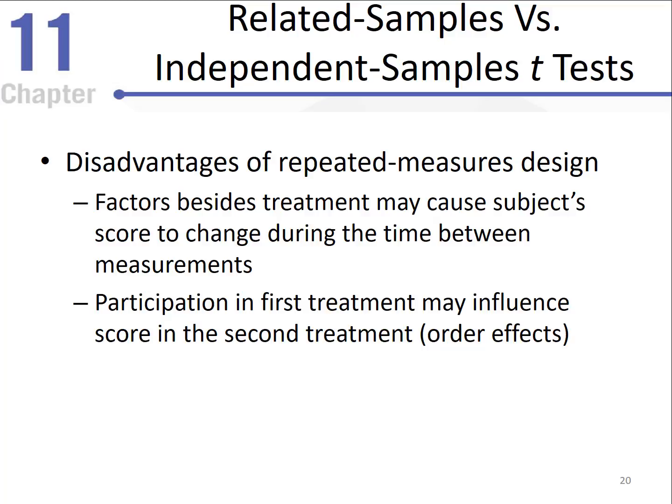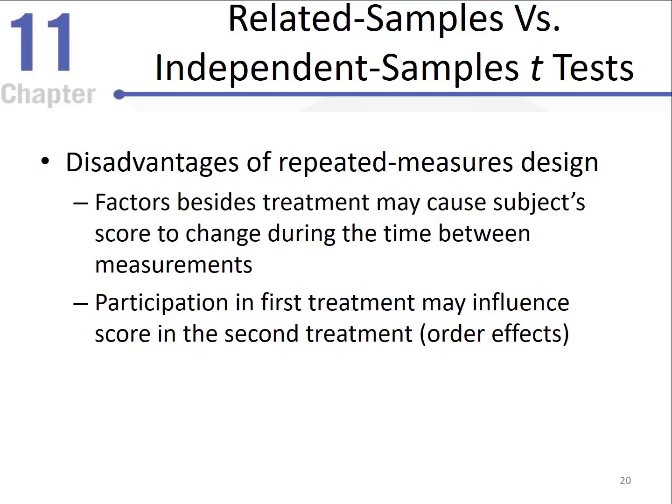The disadvantages of repeated measure design is that factors besides the treatment may cause the subject's score to change during the time between measurements. So maybe something happened, and it's not really that the changes are due to the treatment, but something from the outside happened.